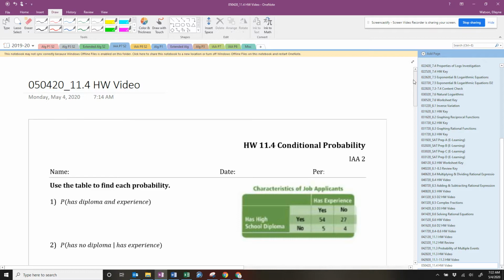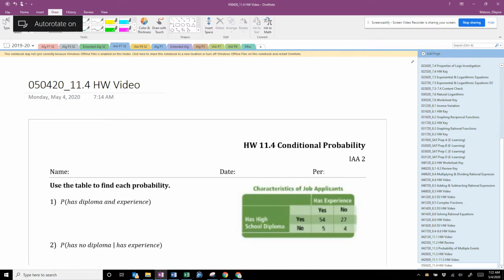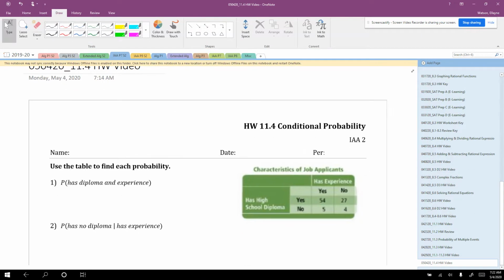All right, number 1 is just an and statement, so diploma and experience. So you just look at the chart here, right? How many of them have their diploma? Well, it's 54 and 27, but of those, how many have experience? Well, it's 54, so you do 54 over the total. Okay, so I'm just going to do that because I think someone later on asked about that one. So number 1 would just be 54 over 90, which reduces to 3 over 5, right? And the 90 is the total of everything in the chart.